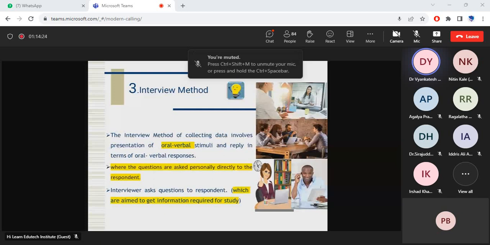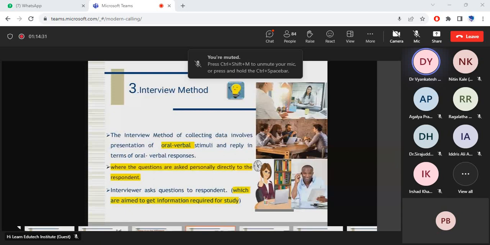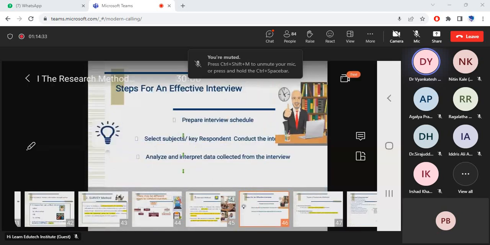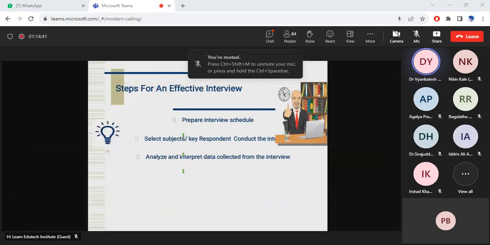So these are the steps of an effective interview. What are the steps? Prepare the interview schedule, then select the subjects and key respondents and contact them, and analyze the data collected from the interview. So these are some tips: how we are going to collect information and how we are doing the interviews in that particular area of the title concerned.